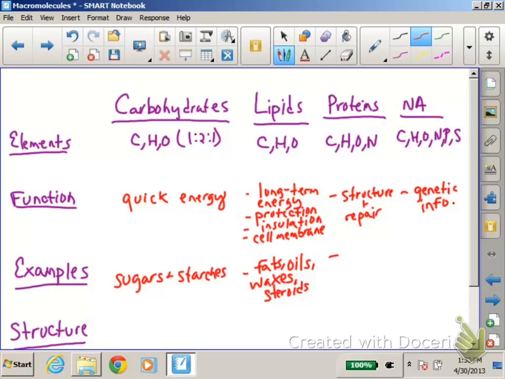Proteins make up part of the cell membrane too. Other examples of proteins are your enzymes. Your collagen is made of protein. Your hemoglobin is made of protein, among many other things. Okay, and then for your nucleic acids, examples, of course, are your DNA and RNA.